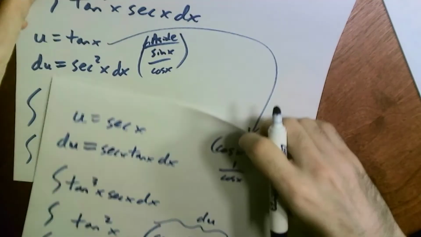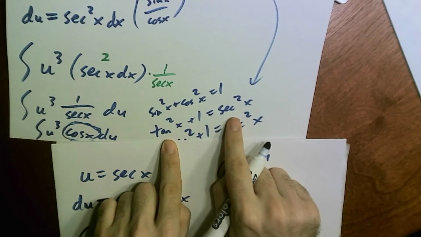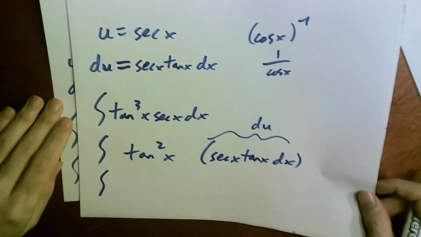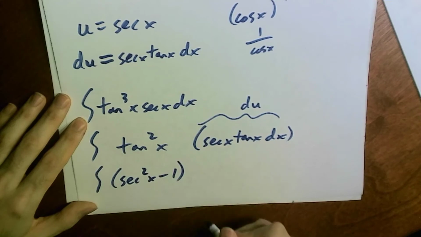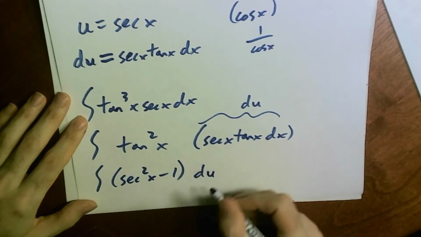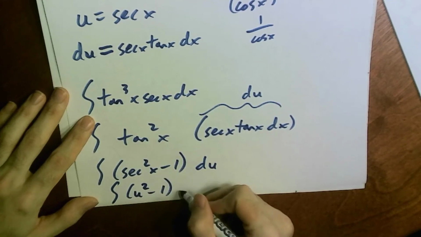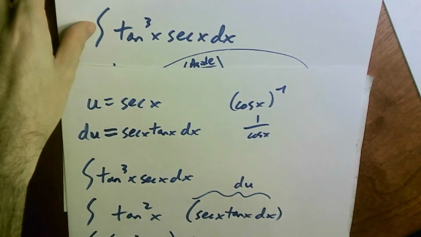Well, what did we just say? We just said that tangent squared plus 1 is secant squared, which means that tangent squared is secant squared minus 1, right? Trig identity. So I can replace this with secant squared x minus 1. That works out nicely. And secant is my u. So, okay, not so bad. U squared minus 1 du. That worked out okay. Good, because odd is good, odd is great.